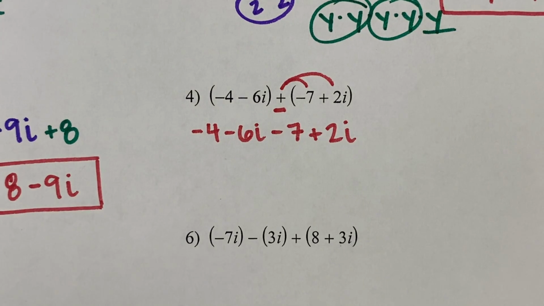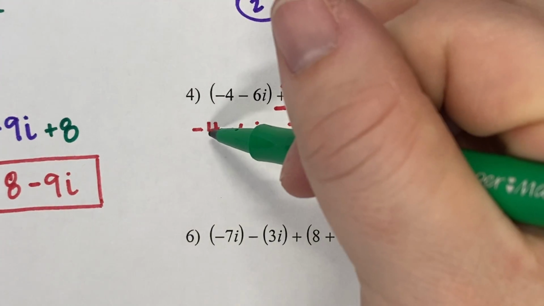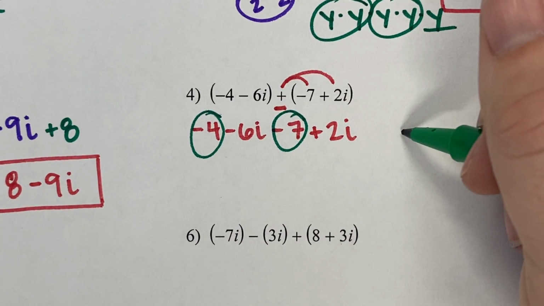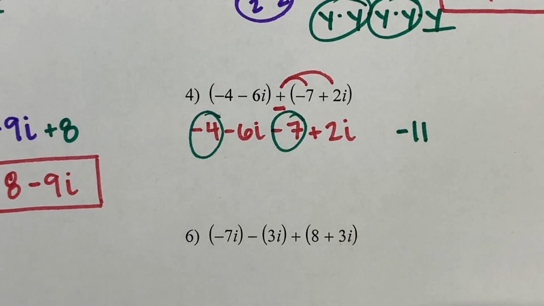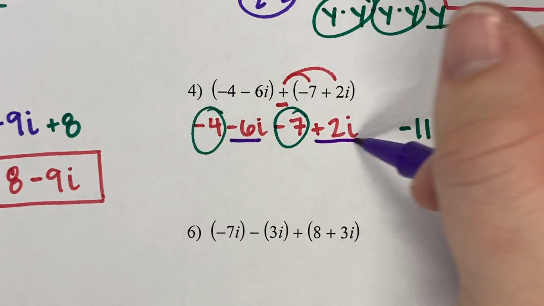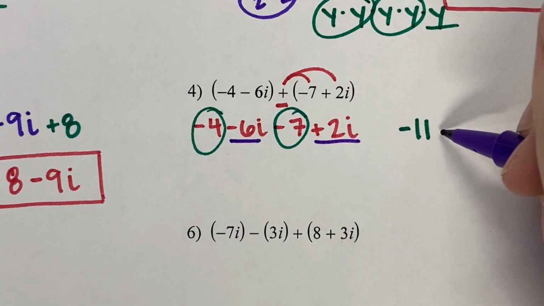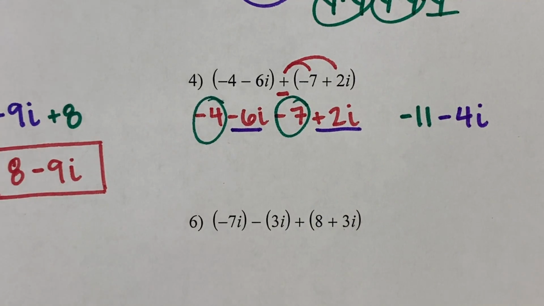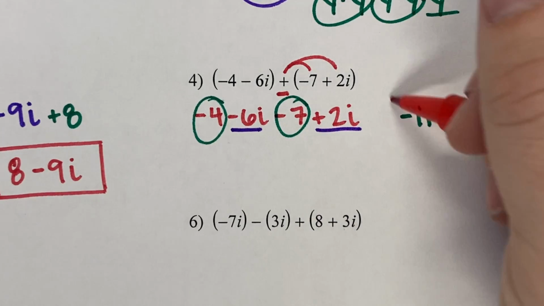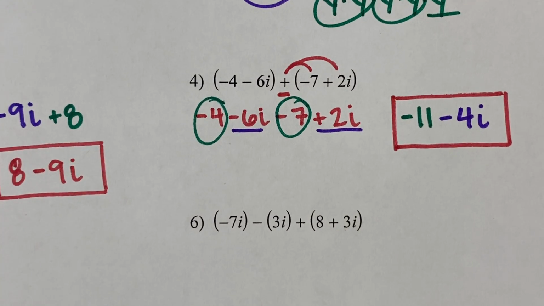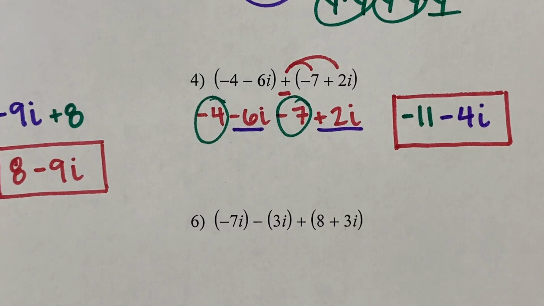Okay, now we can combine like terms. Let's go ahead and just do our constants first since they come first. So I have negative 4 minus 7 more, and I'm going to get negative 11. Okay, then I can combine my imaginary numbers. Negative 6i plus 2i is going to give me negative 4i. So our final answer, negative 11 minus 4i, written in correct descending order, so we're good there.